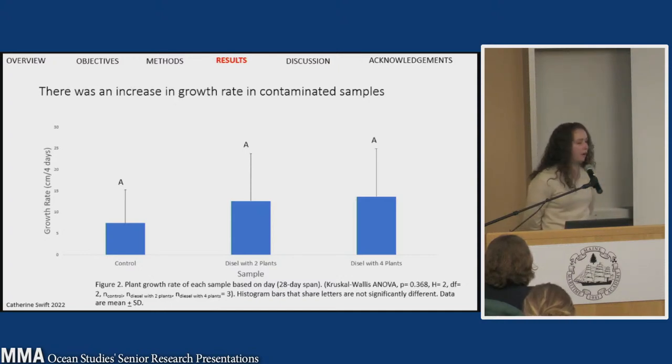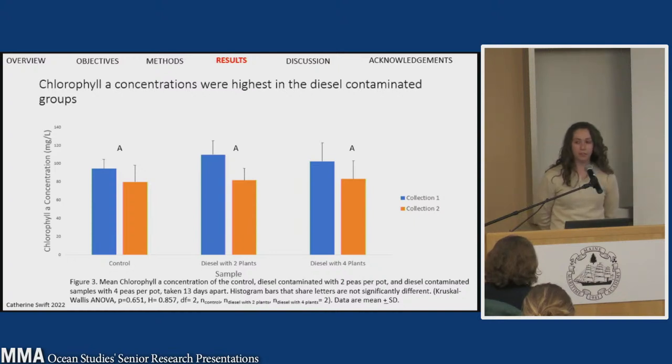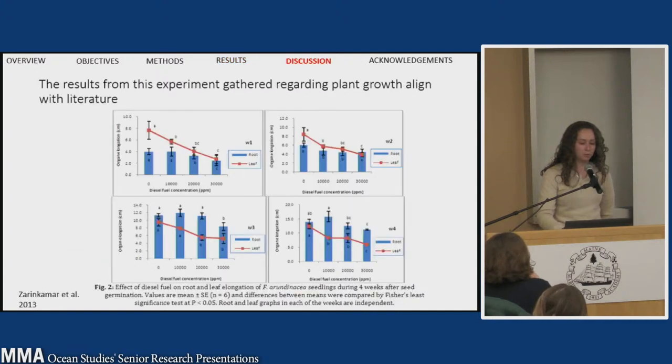Considering growth rate, there was no statistically significant difference, but visually it looks like the diesel contaminated groups had a higher growth rate. When talking about my chlorophyll A concentrations, there was also not a statistically significant difference. The blue bars represent the week four samples that I gathered. The orange bars represent the week six samples. The week six samples basically had zero difference in chlorophyll concentration among them, but the blue bars had a little bit with the diesel contaminated groups.